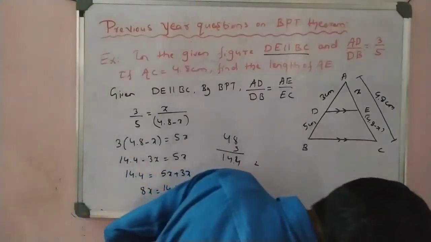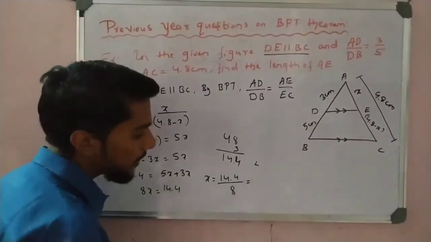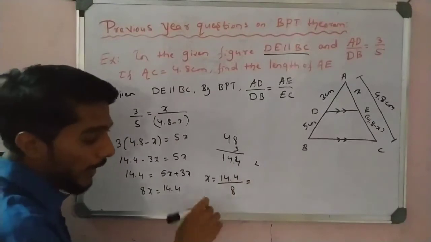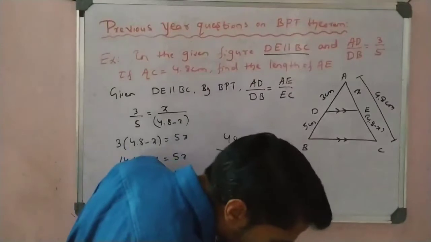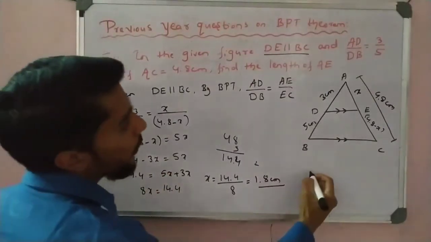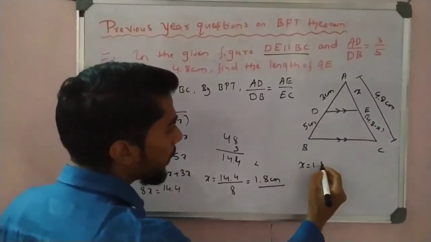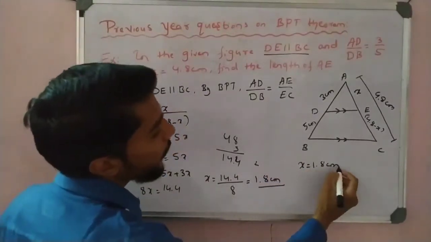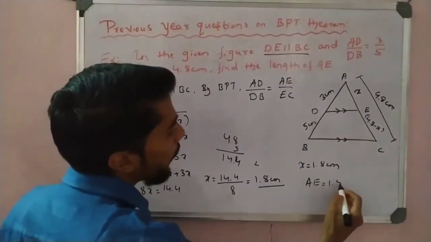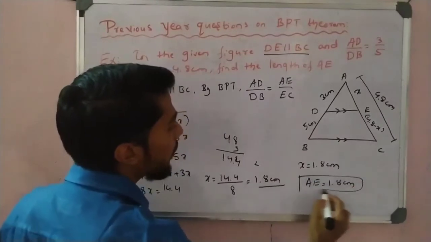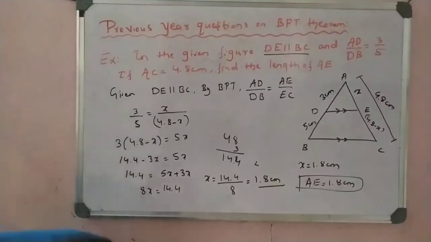Let us see how much it is if we divide 14.4 by 8. We get 1.8 centimeter. This is the required value of AE, which is nothing but x. So x is equal to 1.8 centimeter. x is nothing but AE, so AE is equal to 1.8 centimeter. Right? This is the required solution. Please write this down.